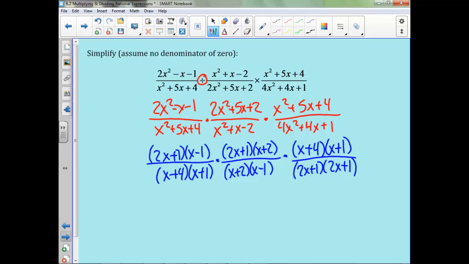And now let's see here. This 2x plus 1 can cancel with the 2x plus 1. Another 2x plus 1 will cancel with that 2x plus 1. X plus 1 divided by x plus 1. X minus 1 and x minus 1. X plus 2 is there. X plus 4 is here. And we are left with 1. And that is multiplication and division of rational expressions.